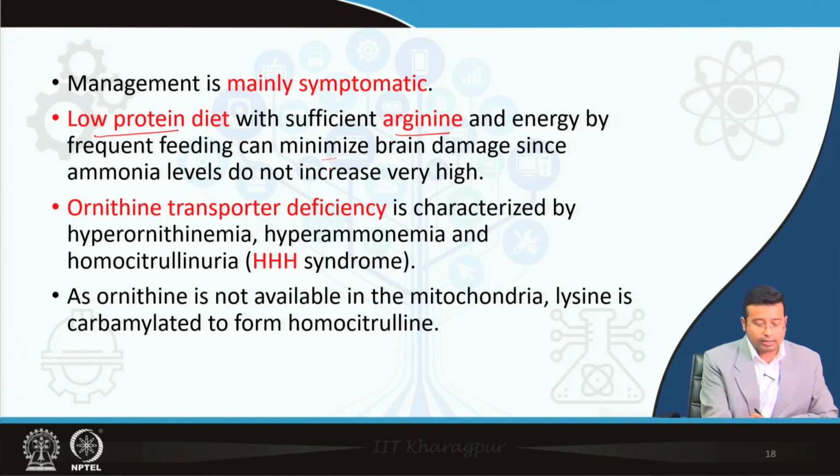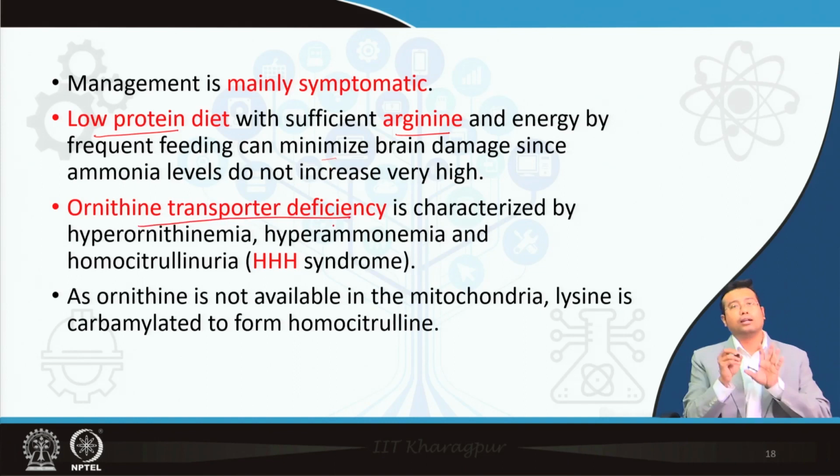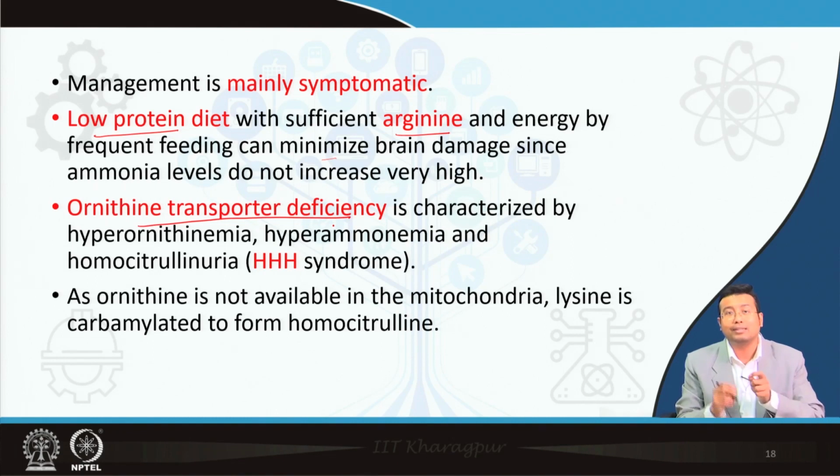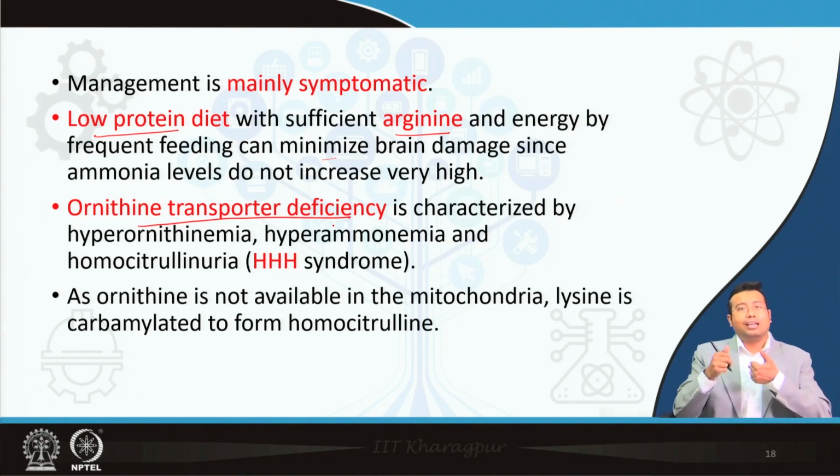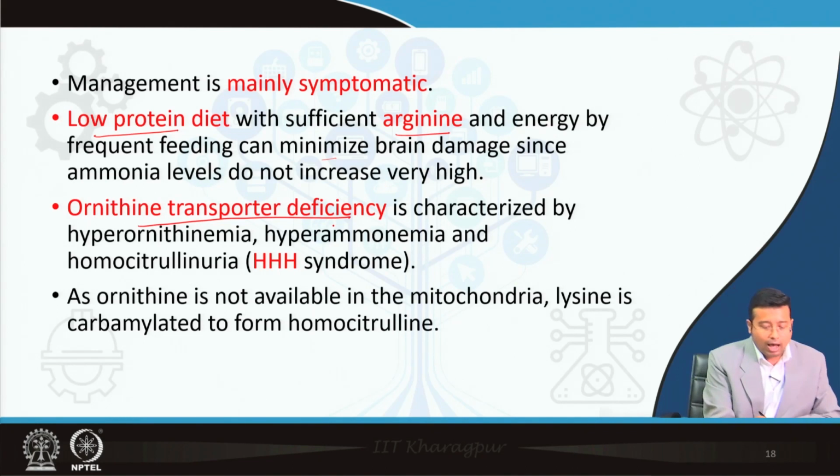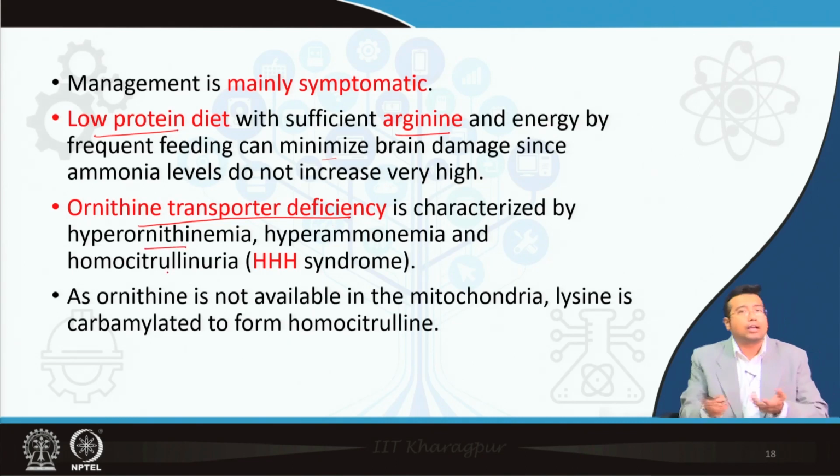I discussed ornithine transporter deficiency. It is a very important deficiency. It is not an enzyme, but it is a transporter. If it is deficient, what will happen? Ornithine will be accumulated, leading to hyperornithinemia. The urea cycle will be hampered.